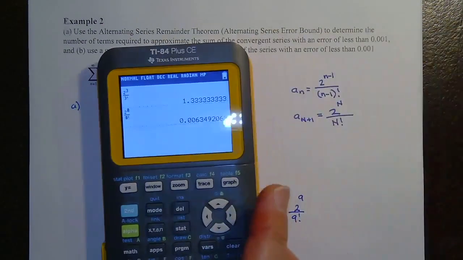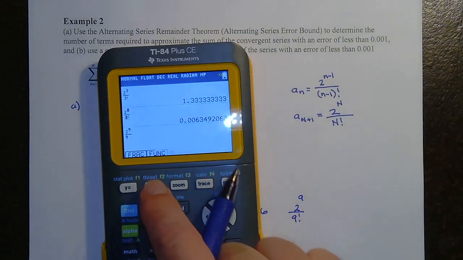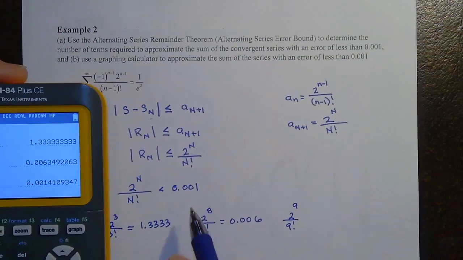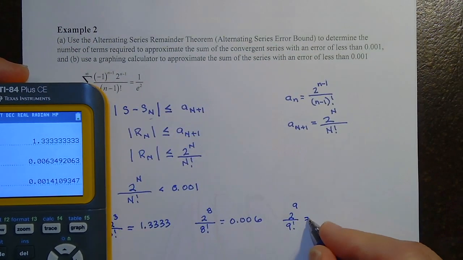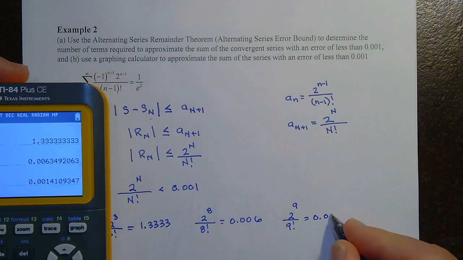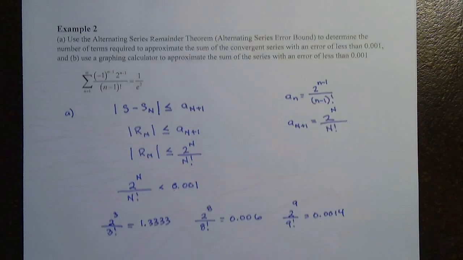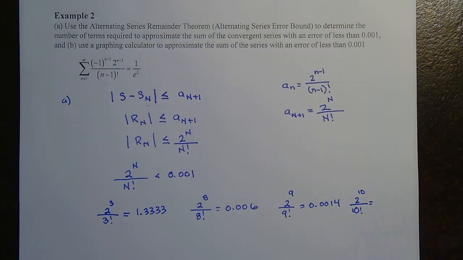Okay, so grabbing my calculator, 2 to the 9th over 9 factorial. And we get 0.0014. But that number, okay, so we got the 0.001, but it's not less than this, right? It needs to be less than this. So we're really, really close right now. 0.0014, which is not less than 0.001. If we go to the next one, which would be 2 to the 10th over 10 factorial, I bet we'll have it, okay?